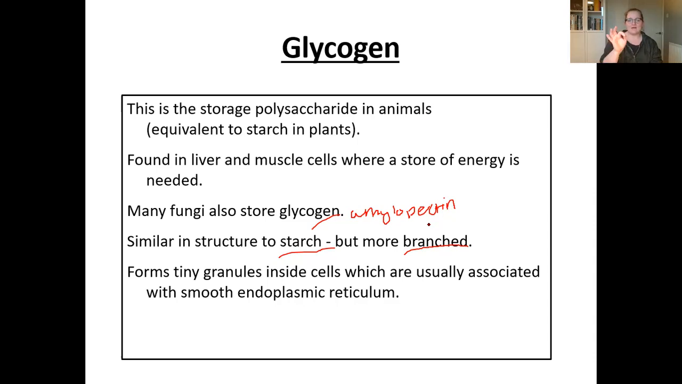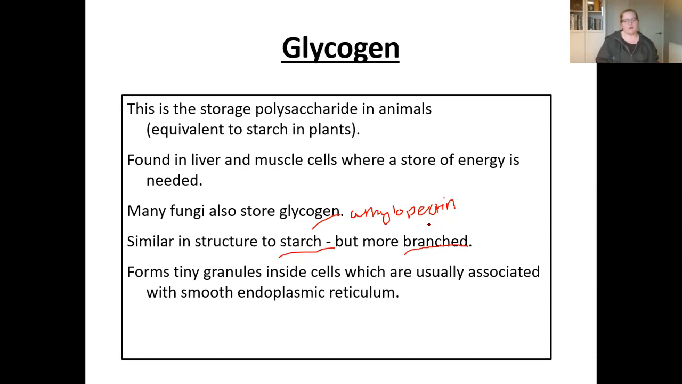So having extra branches is better, because the more branches we have, the quicker the glucose can be released, because those enzymes can get in easier to break down that molecule of glycogen. So it's all about the speed and the efficiency of breaking down glycogen. Plants don't need that sudden burst like we do, so they don't have to have as many branches. We have more branches because we can get that energy quicker.